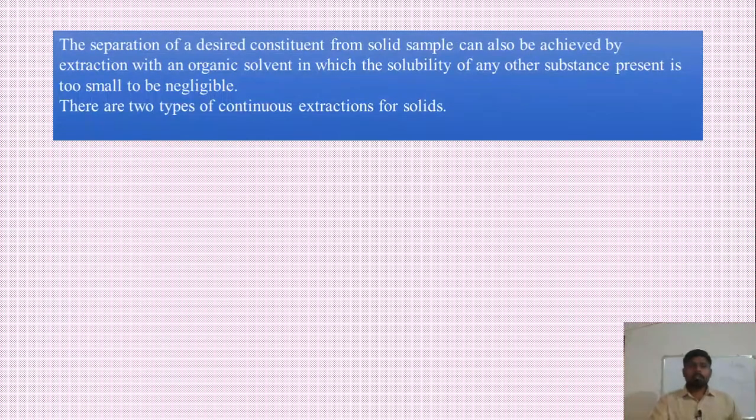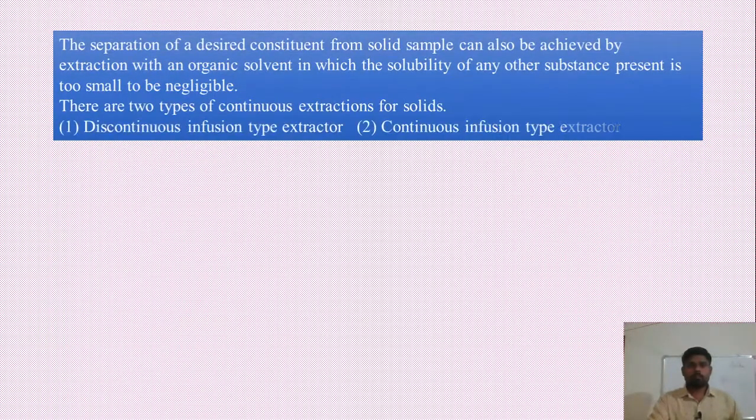There are two types of extraction for solids used. Here the words are already mentioned: discontinuous infusion type extractor and continuous infusion type extractor. Infusion means the extraction of a constituent from a solid substance with the help of a solvent. That is called the infusion process. It takes a few days.